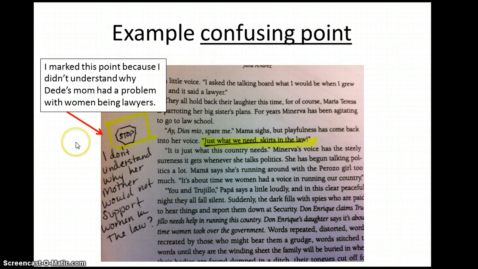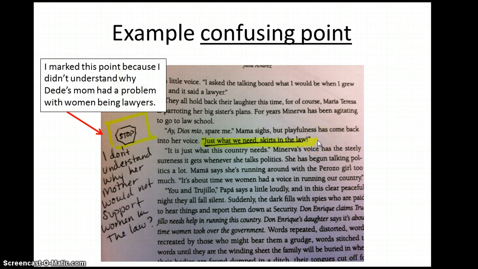I guess I stopped here because I didn't understand why Dede's mom would have such a problem with women studying in the law. What does this show about Dede's mom, and how is it that from my current modern perspective, I think it's a little strange that she would be not supportive of her sister or of her daughter's hope to be a lawyer? So I marked this point as something I'd like to bring up in class later in order to ask my teacher or colleagues what they think about this. I wrote the stop sign and I said, I don't understand why her mother would not support women in the law, marked with highlighting and an underline.